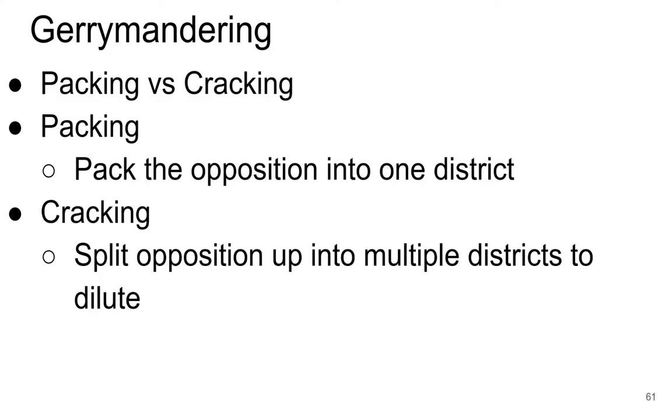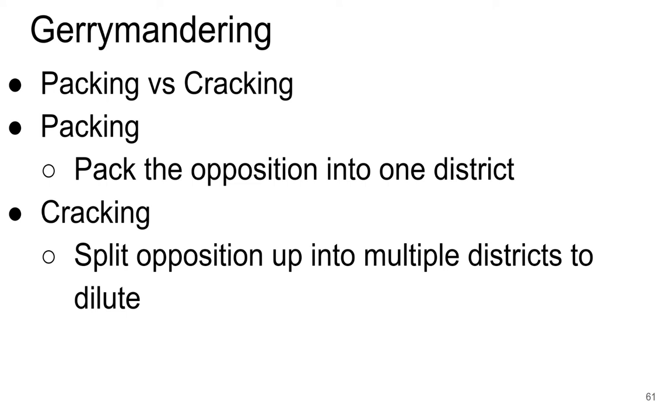So a couple things you can do with gerrymandering. There's packing and cracking. With packing, if you're in a district and there's only a few people of the opposition, you can pack them all into one district. So let's say there's five districts. You can give your opponent one. That way you've got four, they've got one, and you're always going to win. That's what packing is. You pack all of the opposition into one or a couple districts. So they have some power, but in the larger scheme, they don't.